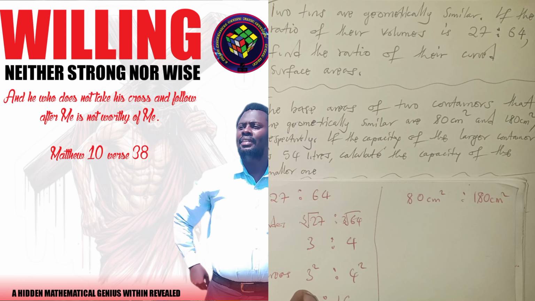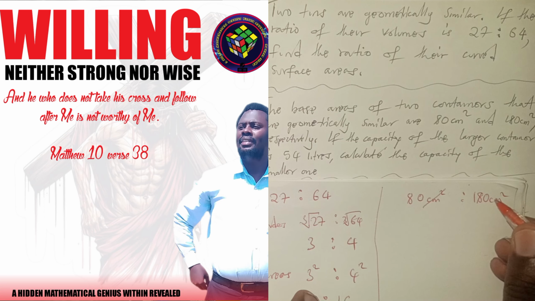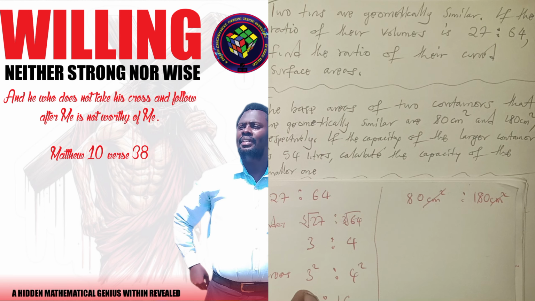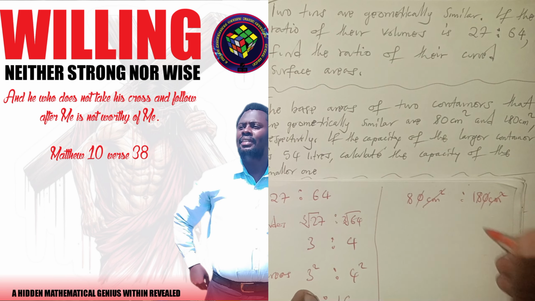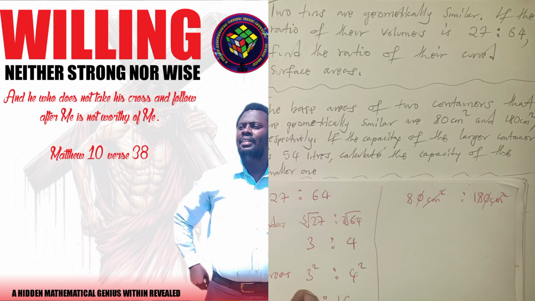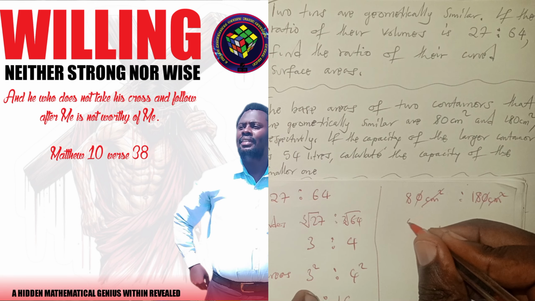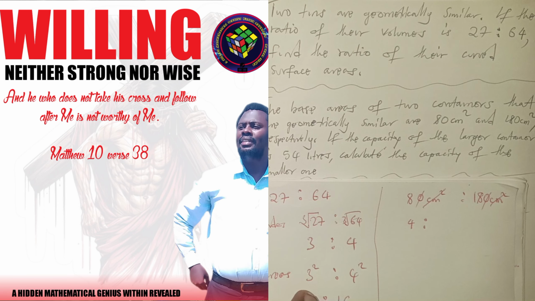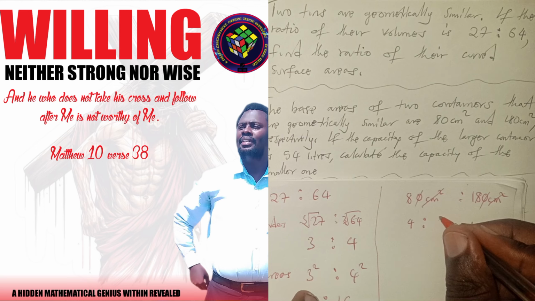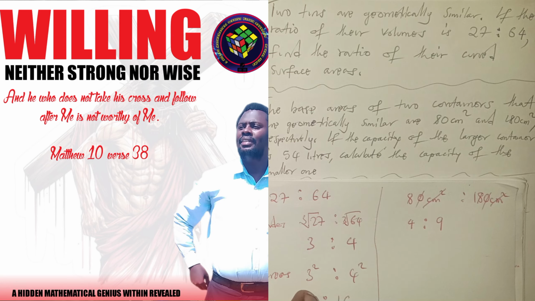So now let us first simplify this ratio of areas. Okay, so we can cancel out the square centimeters. You can cancel out the 0 there and the 0 there. What is the highest common factor for 8 and 18? Yes, 2. 2 in 8, you get 4. And 2 in 18, you get 9. So 4 to 9, that is the ratio of their areas.